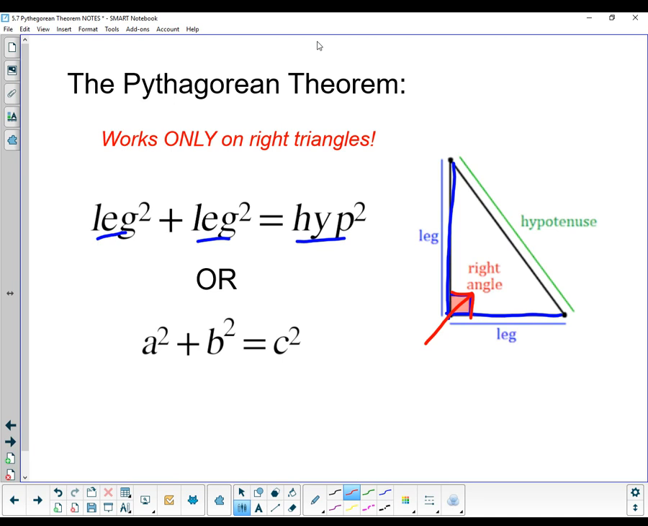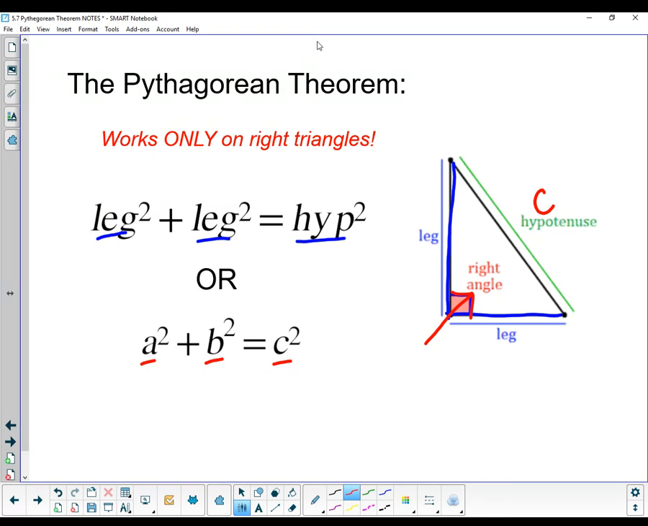Now the other way that you're going to see the Pythagorean theorem is a squared plus b squared equals c squared. C is our hypotenuse, which will be across from our square in the bottom of our triangle.